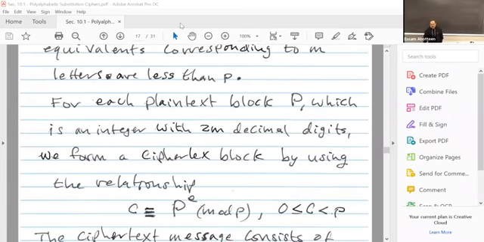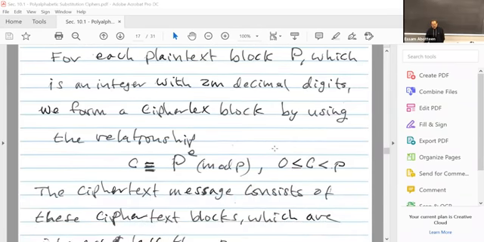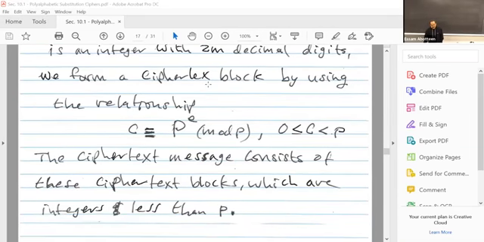So for each plain text block, let's call it capital P, which is an integer with 2m decimal digits, we form cipher text by calculating C equal to P, okay, that's the block, again a number, to the power of E, mod the prime P. And then, of course, we're always going to have C between 0 and less than P. So the cipher text message is going to consist of these cipher text blocks, which are integers less than P.